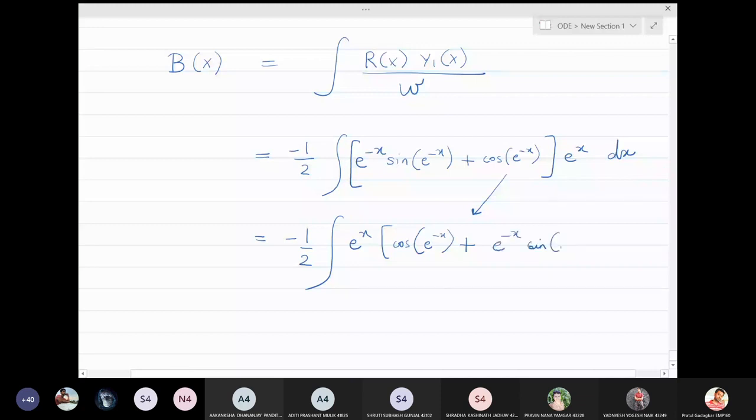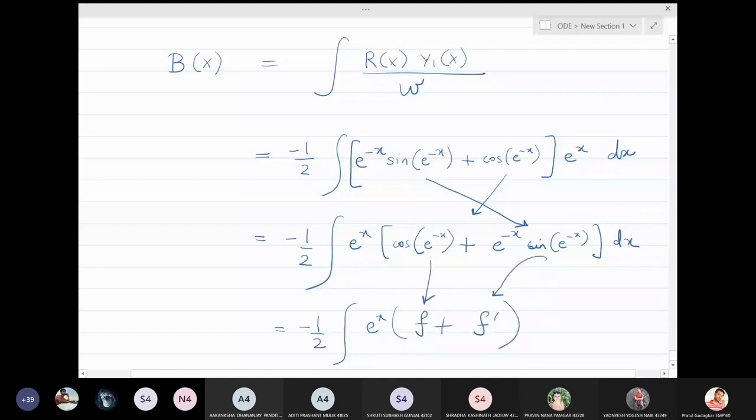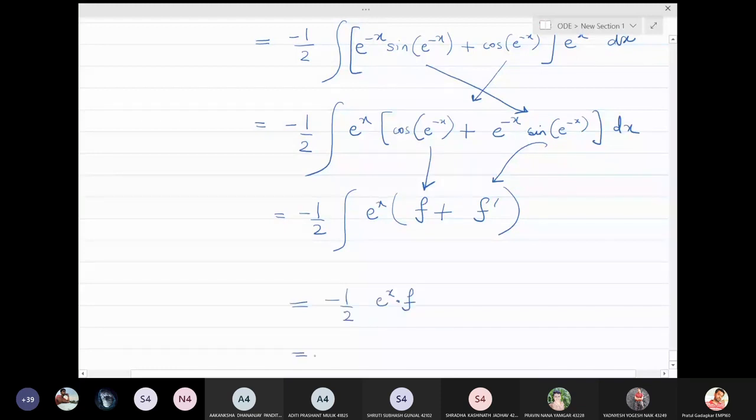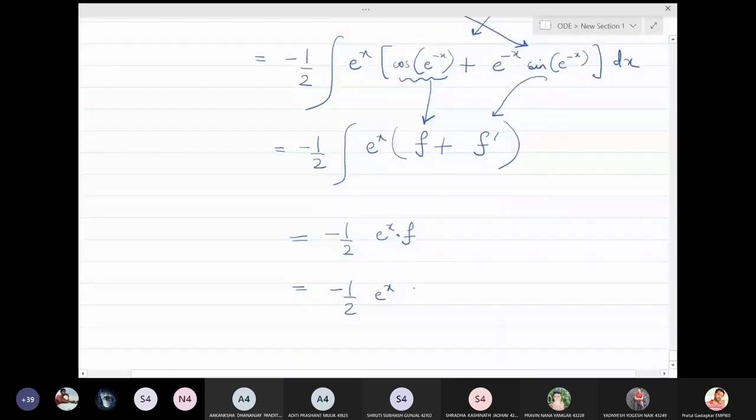But what is this looking like now? Now this is looking like half e raised to x, f plus f dash. So this is your f and this is your f dash: the derivative of cos e raised to minus x is minus sine e raised to minus x into minus e raised to minus x, and that minus and minus is cancelled. So this is e raised to x, f plus f dash, and the integral is e raised to x f. So it is half e raised to x f. Who was your f? This was your f. So it is minus half e raised to x, f is cos e raised to minus x. So this becomes your bx.